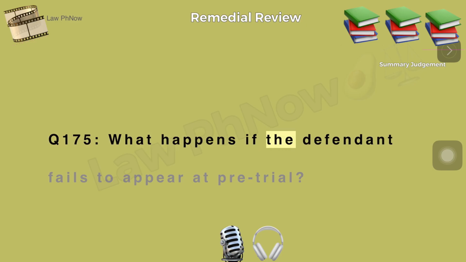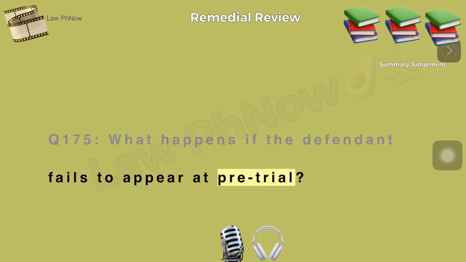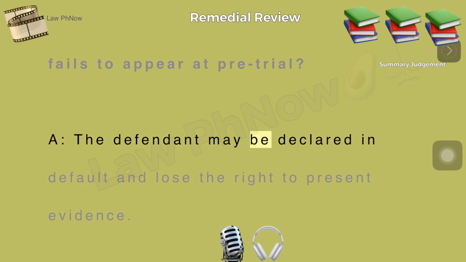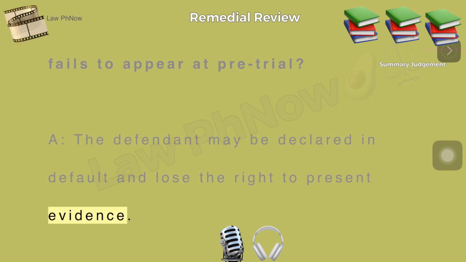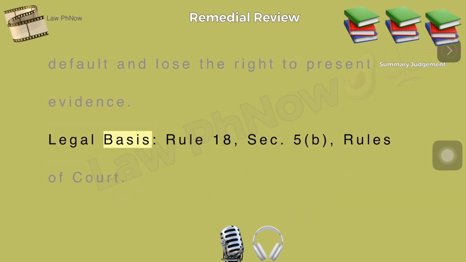Q175. What happens if the defendant fails to appear at pretrial? A. The defendant may be declared in default and lose the right to present evidence. Legal basis, Rule 18, Section 5(b), Rules of Court.